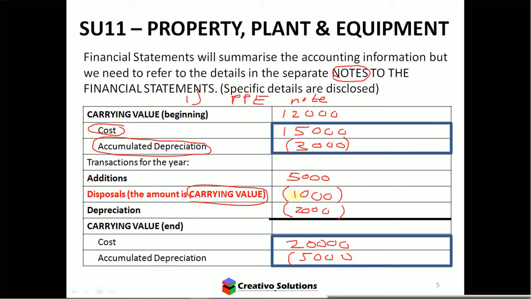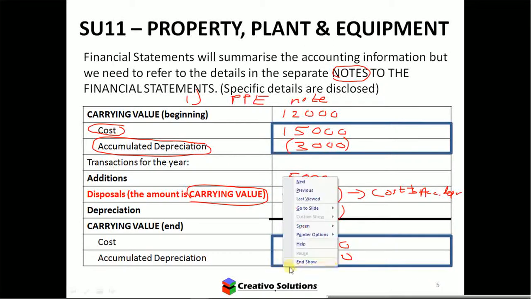Disposal at carrying value. If it's carrying value, it's going to affect your cost and your accumulated depreciation. Okay, this would affect cost and accumulated depreciation. Okay, so then carrying value at the end would be what? Let's see. Carrying value at the end would be, carrying value at the beginning was 12. So 12 plus 5 is 17. 17 minus 1 minus 3, minus 2 is 14.